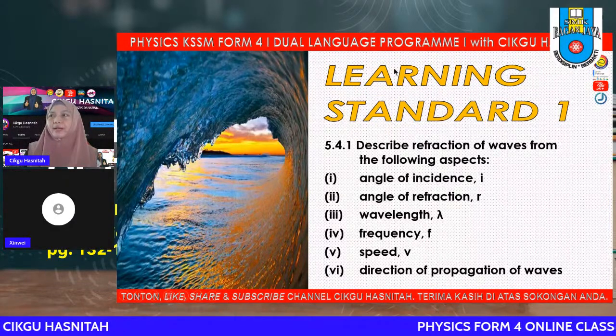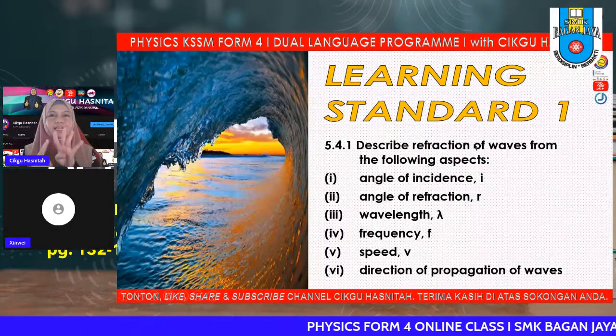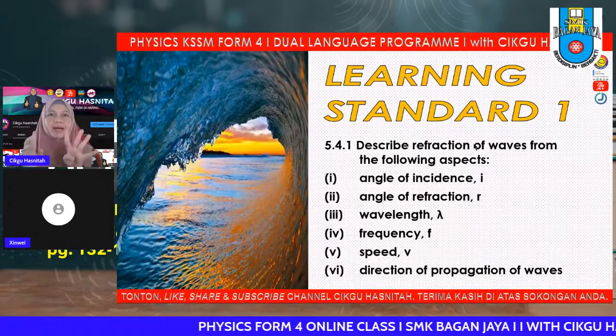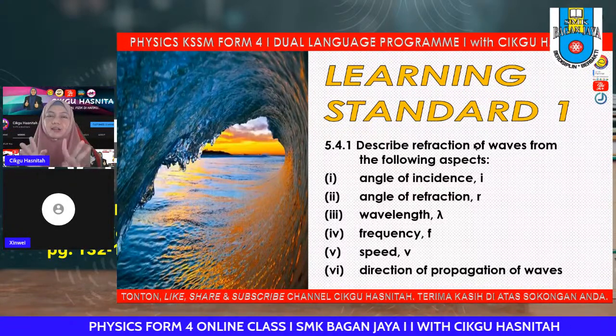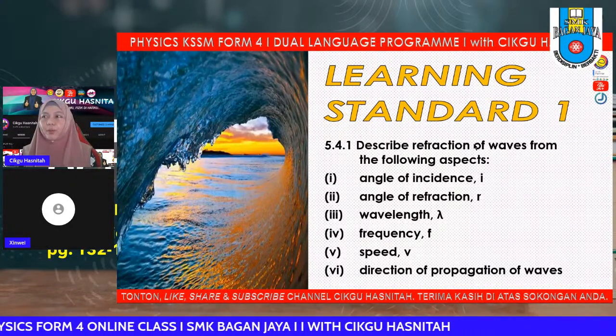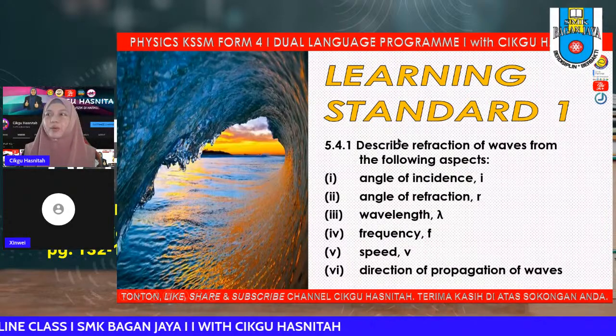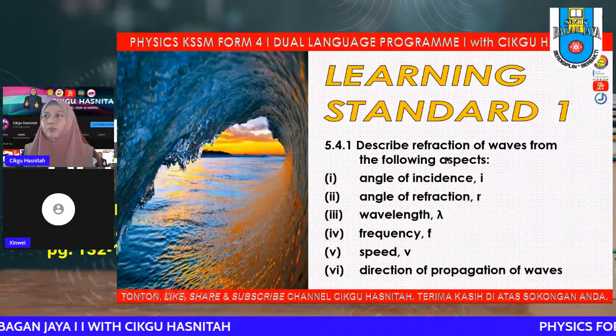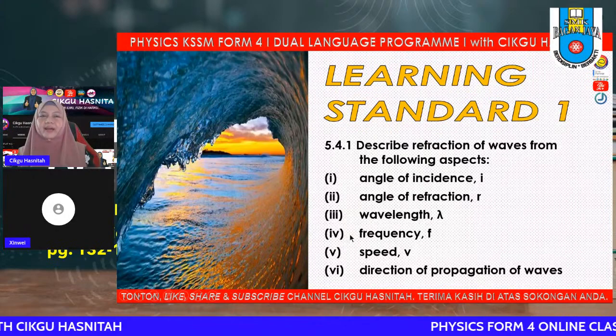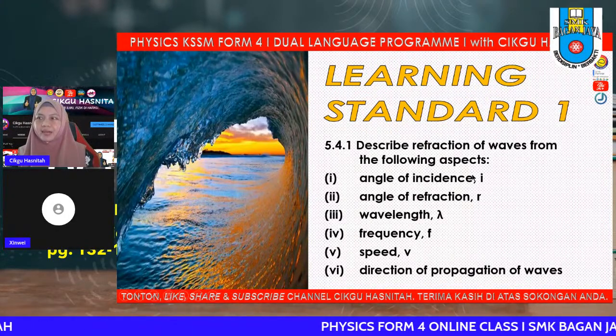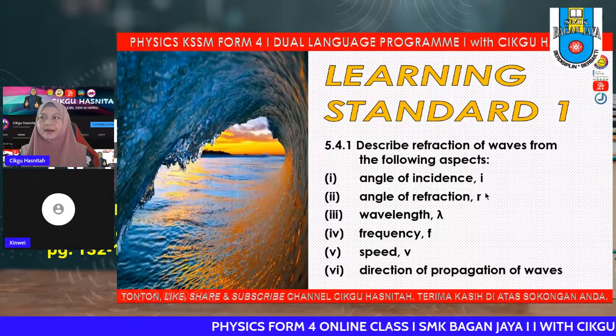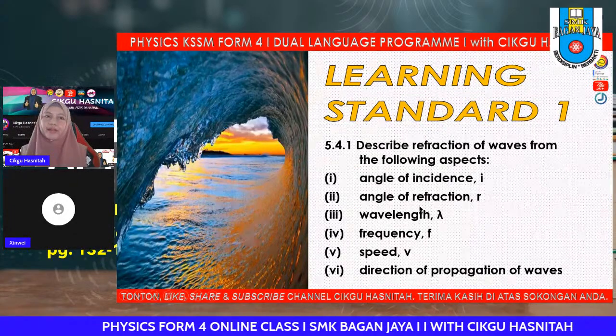Okay, so for learning standard 1, actually there are 4 learning standards. Each and every one of you must master this content standard for refraction of wave. The first learning standard is you have to describe the following aspects. This is the characteristic of wave: angle of incidence, angle of refraction, r. R here is the angle of refraction.